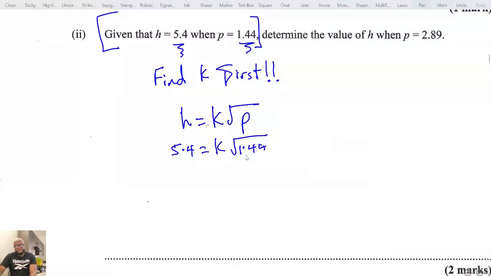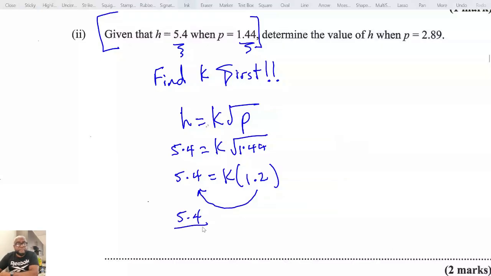So what do I do? Well, you can find the square root of 1.44. 5.4 is equal to K times what? What's the square root of 1.44? 1.2. Now you carry 1.2 here and you do the opposite of multiply, which is divide. So 5.4 divided by 1.2 would give me what? This is equal to K. What is K? 4.5. So 4.5 is equal to K.